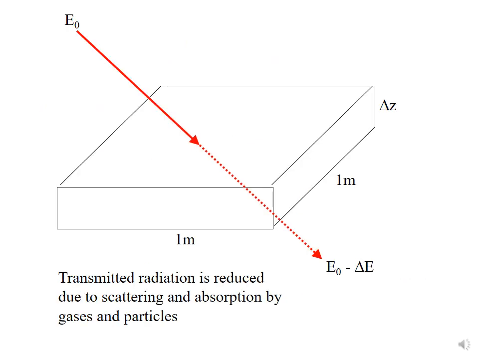So here we have a beam of radiation with an irradiance E0 coming into a slab of atmosphere. As it passes through this slab of atmosphere, some of the radiation is scattered and some is absorbed. This scattering and absorption happens by both gases and particles. And so the beam of radiation, as it exits this slab, has been depleted or attenuated somewhat, in this case by delta E. So what Beer's law does is it comes up with a way to quantify the amount of radiation that's actually transmitted through this layer.